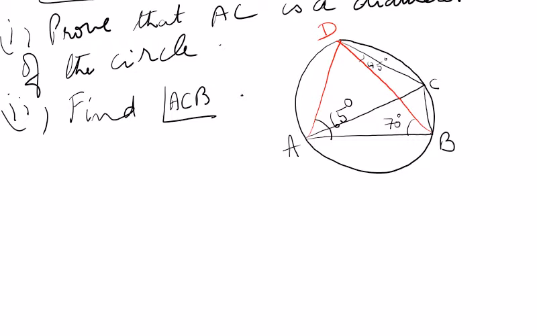So what we have to do is, if we can find what is ADB, then we can find what is angle ADC. Then we can find out, if it happens to be 90, then we can prove that AC is the diameter of the circle.